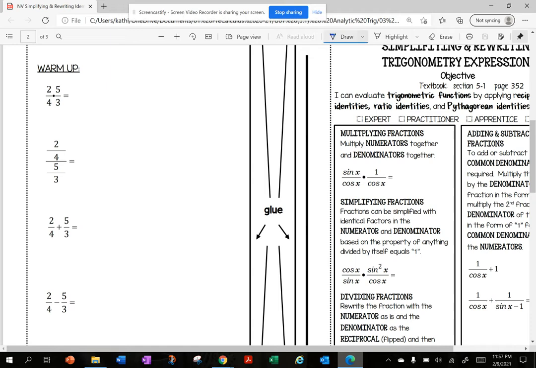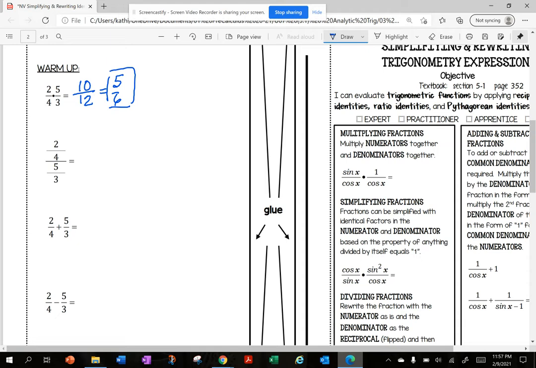Okay, so to multiply fractions, it's numerator times numerator and denominator times denominator. 2 times 5 is 10. 4 times 3 is 12. And then I always simplify fractions, so this is 5 over 6.